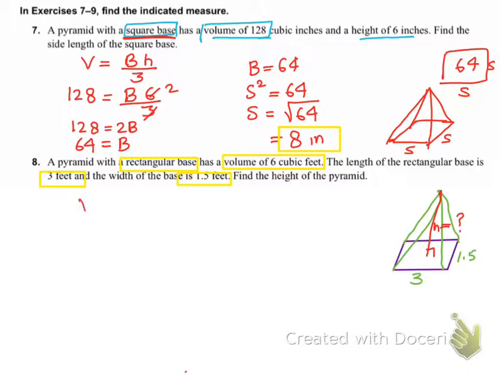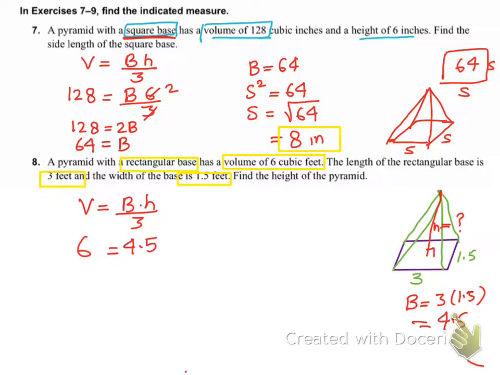We know the volume formula is base area times height over 3. Let's plug it in. Volume is 6. Base area is 3 times 1.5, which is 4.5. I can plug it in: 4.5 times height, which I don't know, over 3. And then I can simplify it.